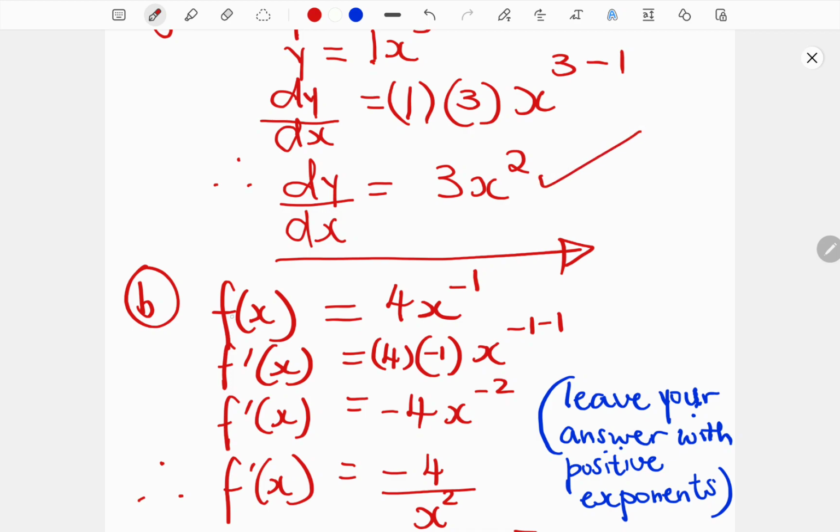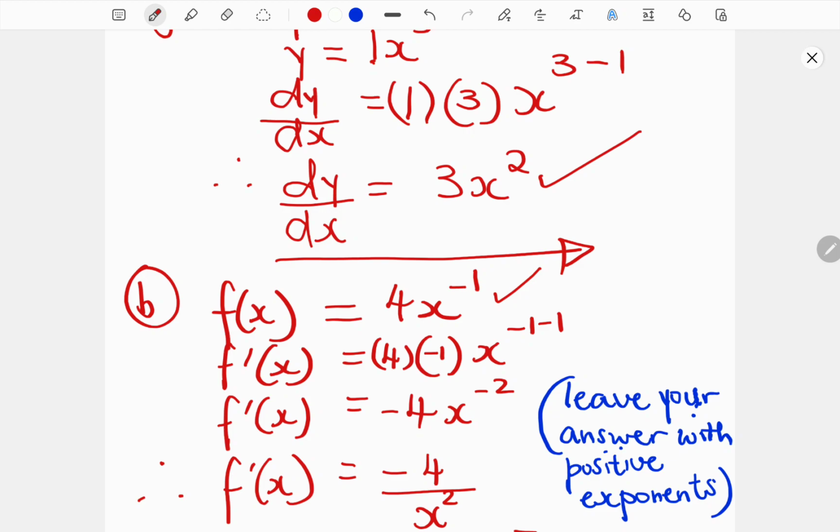Question B. What if it was given as f of x is equal to 4x to the power of negative 1? You can see that the exponent of x here is a negative exponent. Now let's see what we are going to do. This form is in a correct form first. Yes. And then the derivative of this function is going to be f prime of x is equal to 4 times negative 1 x to the power negative 1 minus 1. Okay, which gives us f prime of x, which is equal to 4 times negative 1 is negative 4, x to the power negative 1 minus 1, which gives us negative 2.